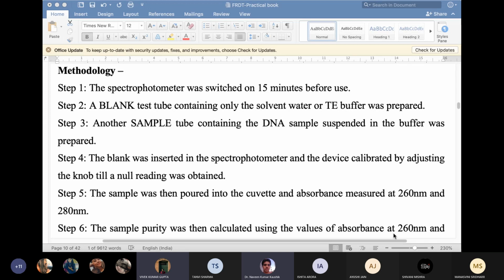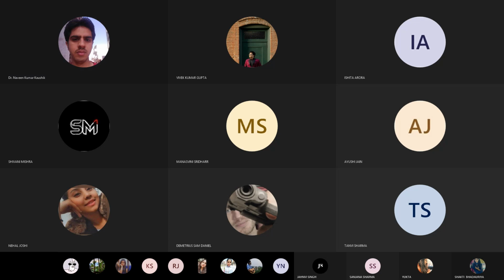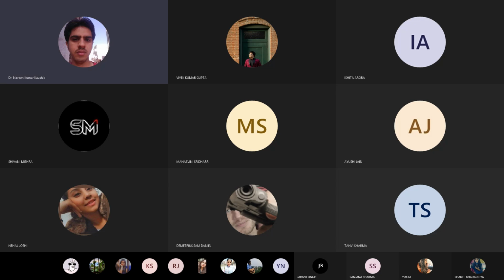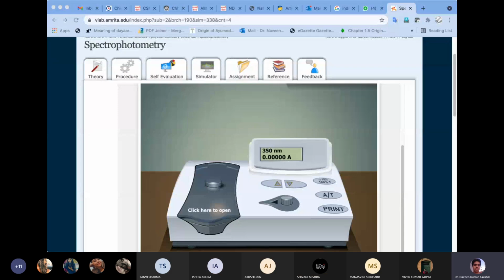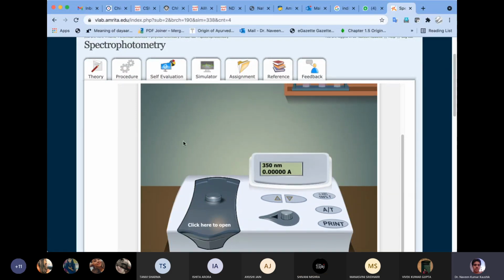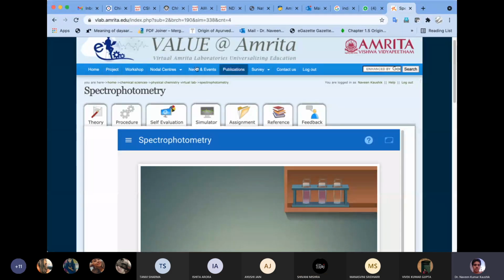Okay, so this is a simple thing, you don't need to do much in it. I'm sharing the virtual lab platform, where you can see the spectrophotometry. Just a moment. Okay, so this is a virtual lab platform, the VLab, where you can see how the spectrophotometer is going to work.